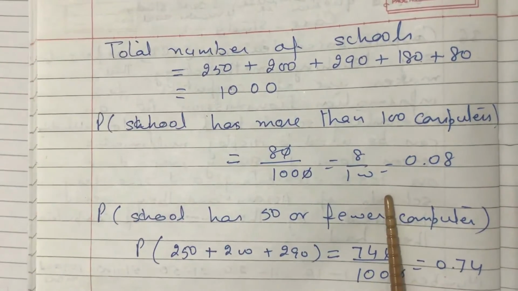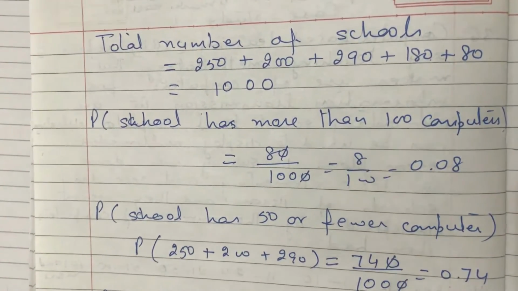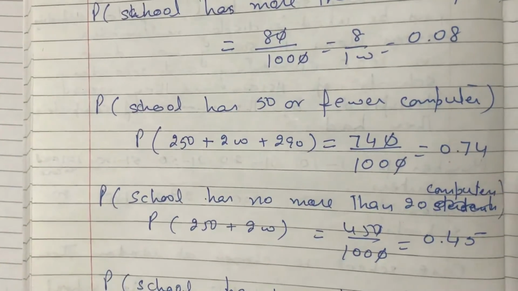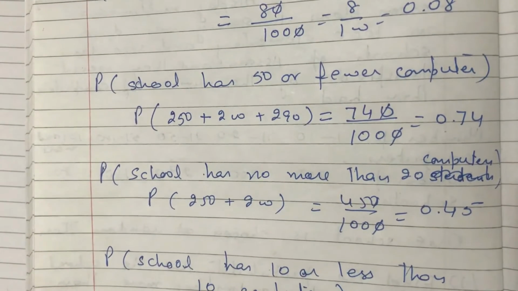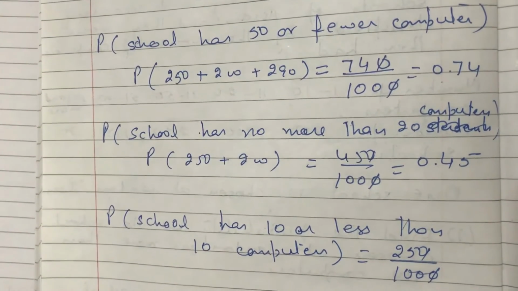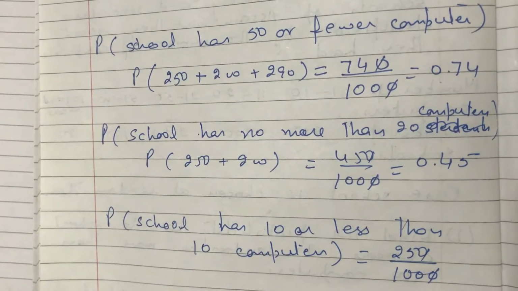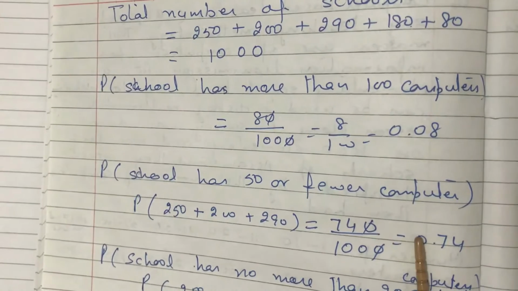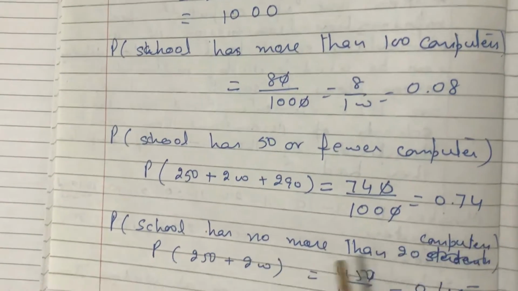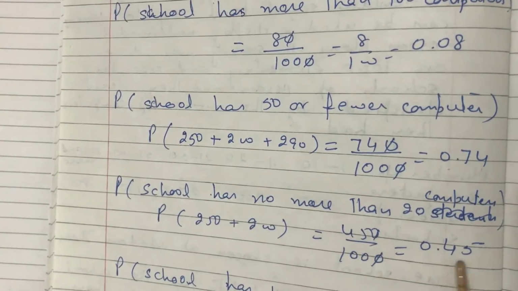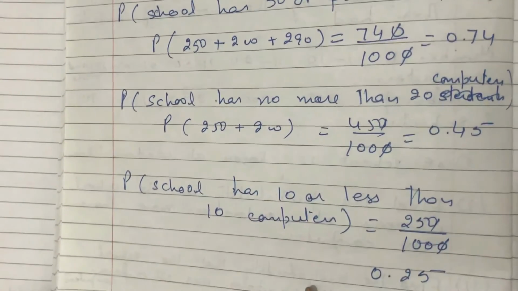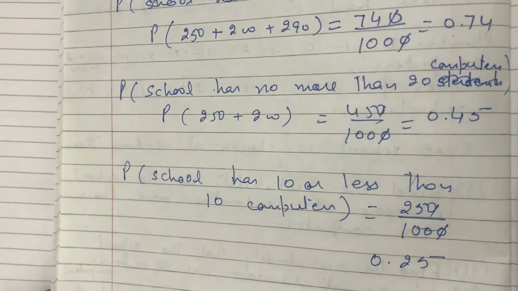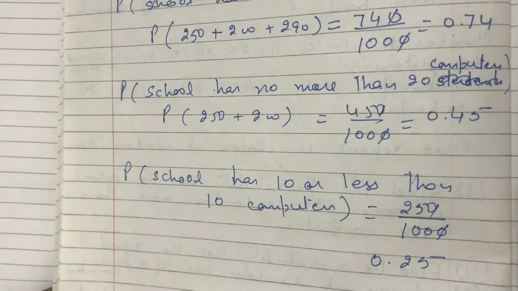So on this page, I have written the answers of all these questions, and you can check it. You can pause my video here and you can check the answers of all the questions. Answer of first part is 0.08. Answer of second question A part is 0.74. Answer of second question B part is 0.45. Answer of third question is 0.25. 250 by 1000, that is 0.25. You can pause my video and you can check it yourself.